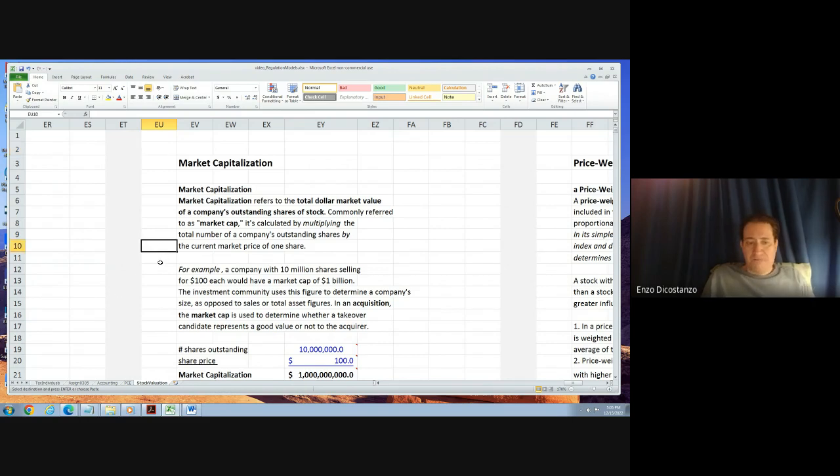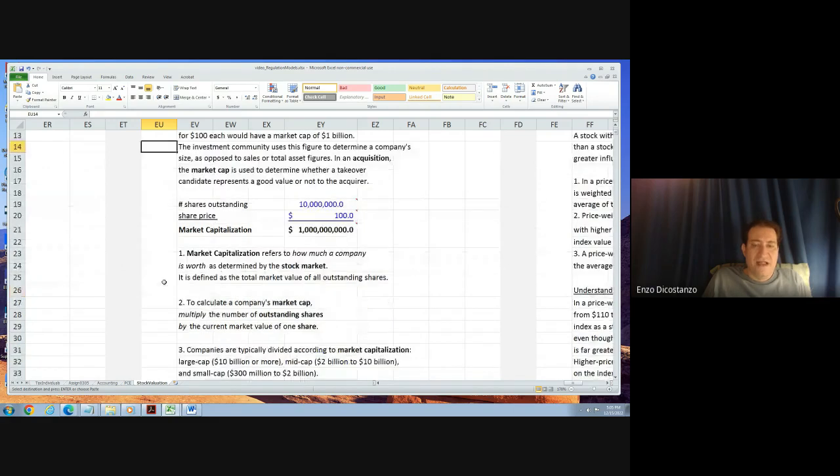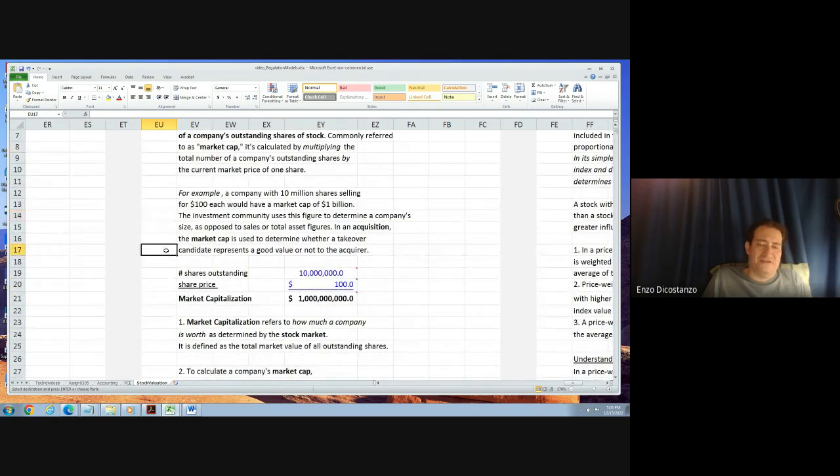Nothing. Okay, so if a company has 10 million shares selling for $100 each, the market capitalization of the shares is $1 billion. The investment community uses this figure to determine the company's size as opposed to sales or asset figures. And in an acquisition, market cap is used to determine whether a takeover candidate represents a good value to the acquirer or not. But again, you've got to value the debt. Just think about that accounting.